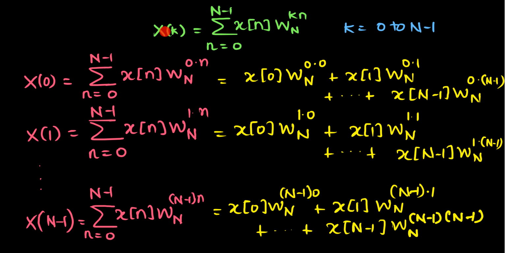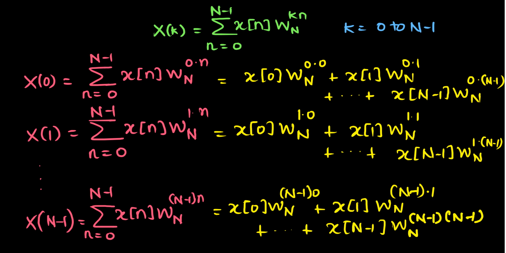The points from 0 to N minus 1 can be found by substituting the corresponding value of k in this equation. If we need to find the value of X of 0, then we just substitute k as 0 in this equation, and when we expand it, it is given as x of 0 W_N to the power 0 into 0, plus x of 1 W_N to the power 0 into 1, plus and so on, x of N minus 1 W_N to the power 0 into N minus 1.